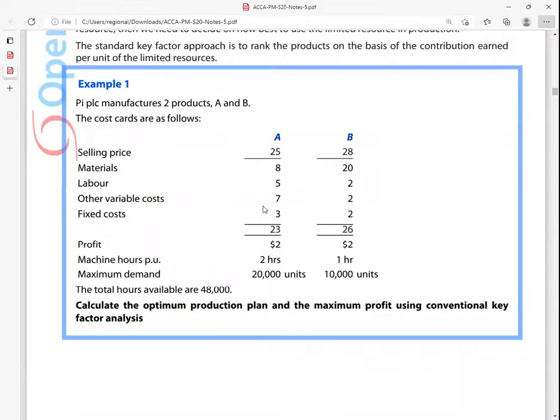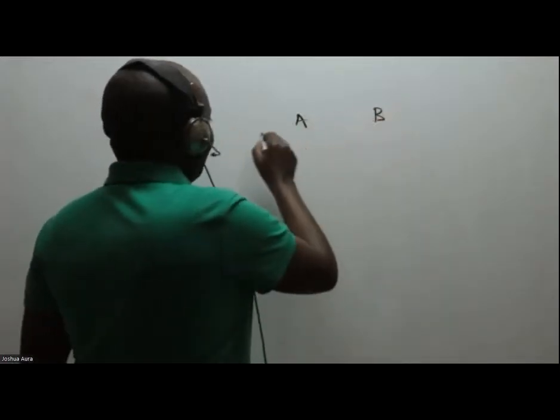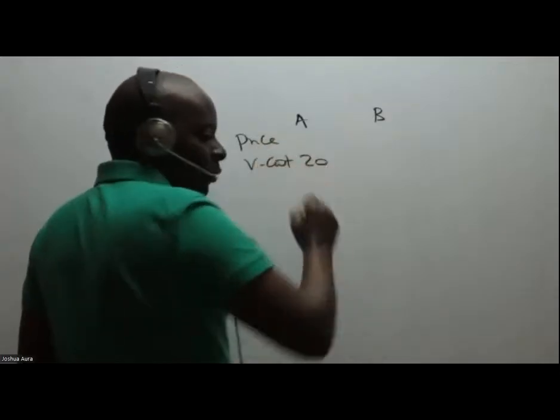So add all the other costs except fixed cost. The variable cost of A will be 8 plus 5 plus 7, which will be 20. You can equally take the total cost of 23 and subtract the 3. Whichever way, is there somebody who can give me the variable cost of our product A? So we have product A, we have product B. For product A, they have given us the price and the variable cost. My students have been able to get it. For A, we have 20 bob.